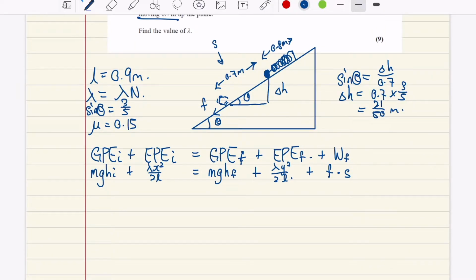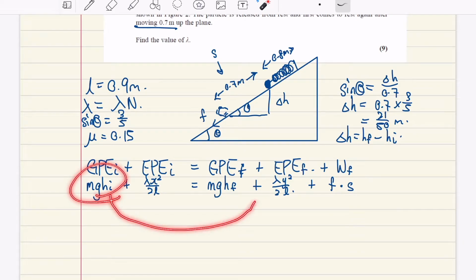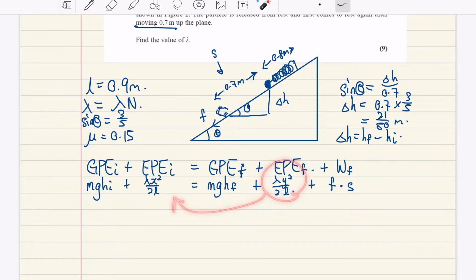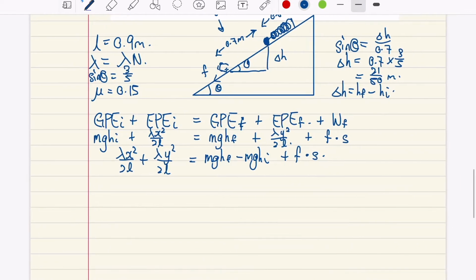Now we're going to arrange the equation. So since we know the difference in height is the final height minus the initial height, right? So we can take this to the right side. And then we also can take this to the left side. So what we get is mghf minus mghi plus F times s. Okay, now we can factorize the lambda.